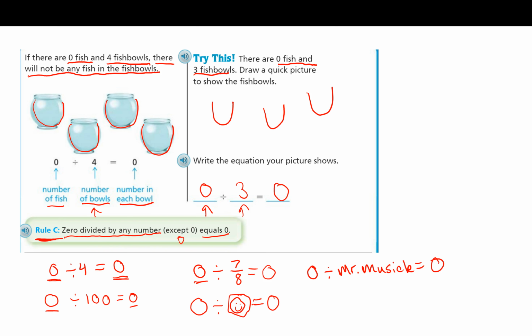Okay, so if you have 0 as your first number, divided by any number, anything really, I mean, it says number, but again, we use Mr. Music, we use the smiley face, we use the fraction. 0 divided by anything is going to equal 0, except there's one exception, 0, okay? And we'll talk about that rule next.